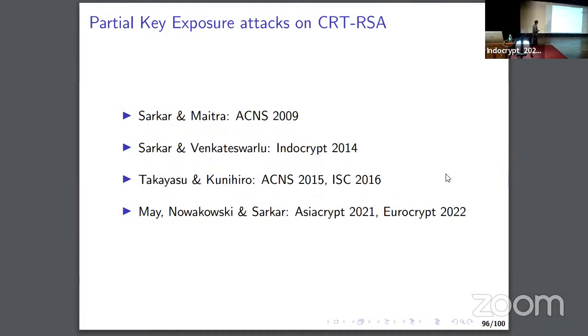And we also did something on partial key exposure. First in SCNS, then Indocrypt, again Takayasu and Kunihiro. They also considered this partial key exposure in SCNS and ISC. And recently, at last Asiacrypt and this year's Eurocrypt, we considered partial key exposure on CRT-RSA when the encryption exponent E is full size.